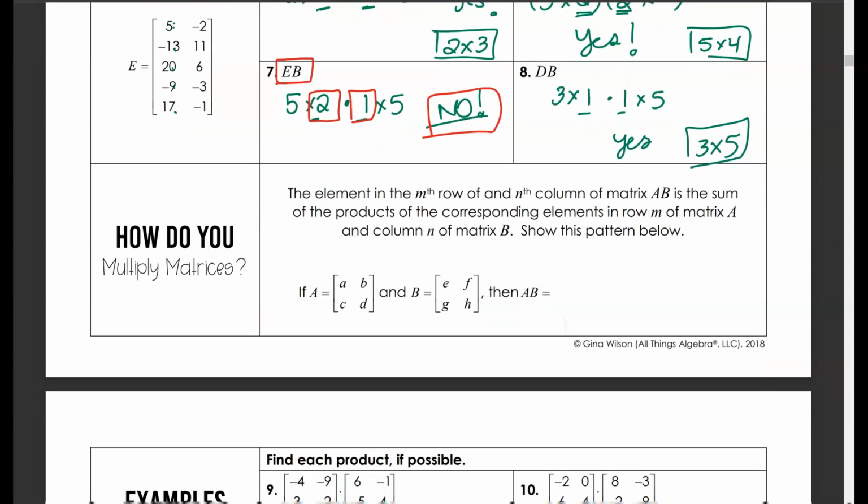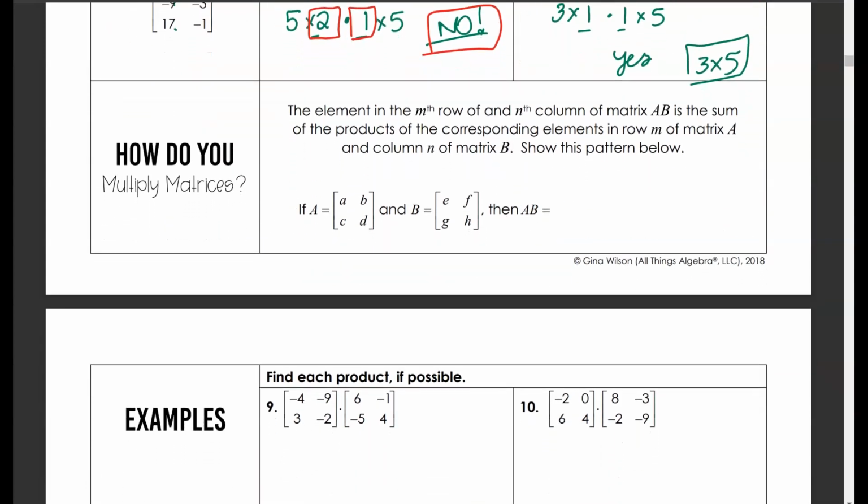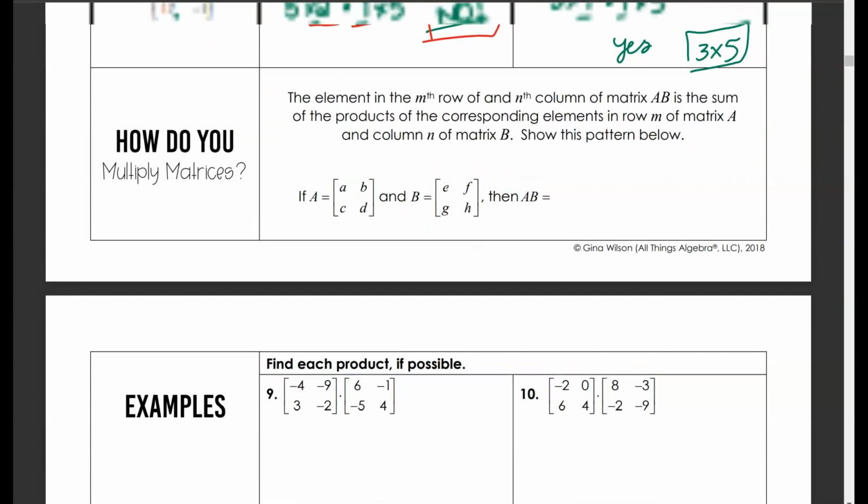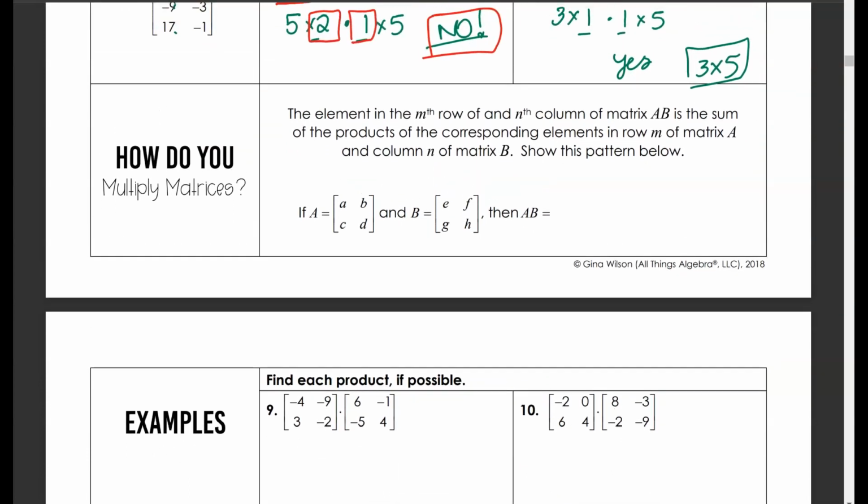All right. How do you multiply matrices? This is really how we go about multiplying these matrices. So let's look at this definition here. The element in the mth row and the nth column of the matrix AB is the sum of the products of the corresponding elements in row m in matrix A and column n in matrix B. Show this pattern below. I can see that this can be really confusing.